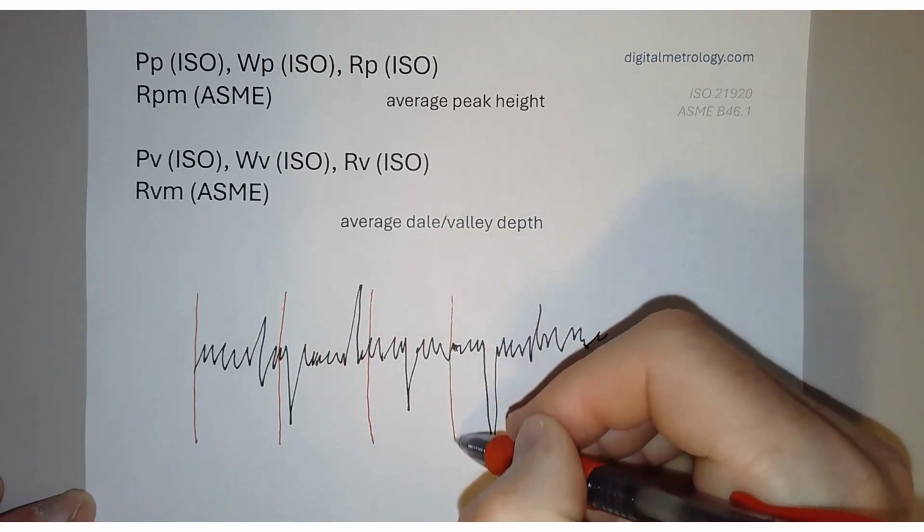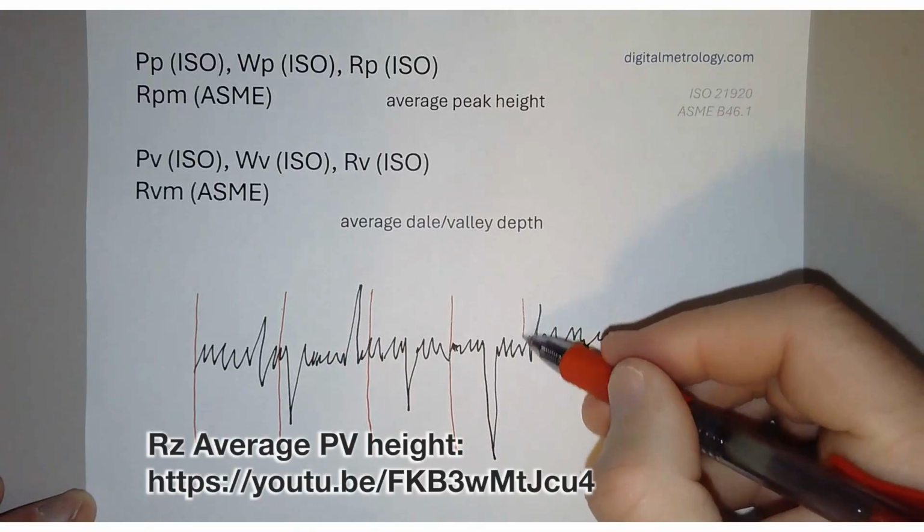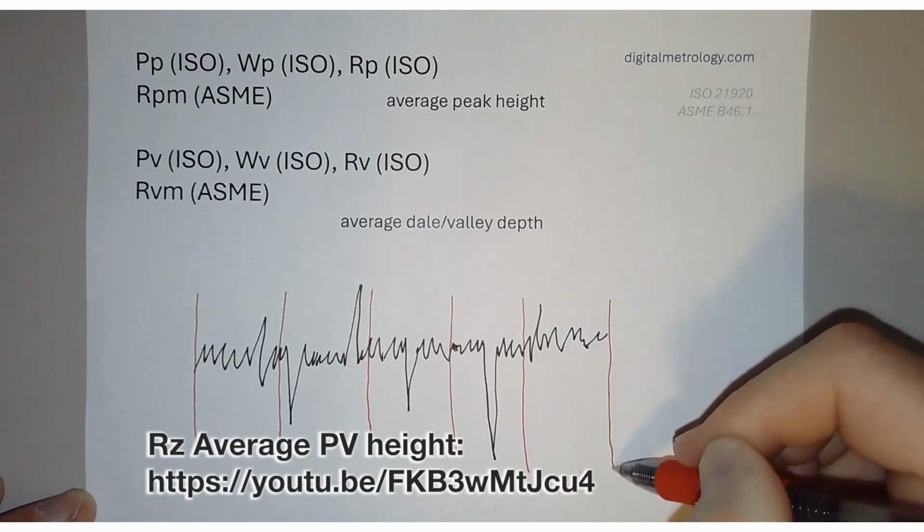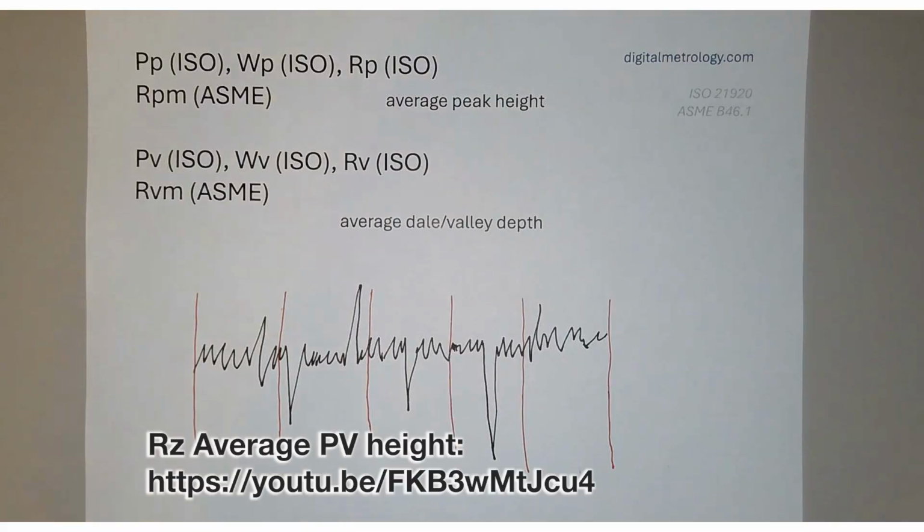Now, we talked about this approach in the RZ parameter in another video. If you haven't seen that one, go check that out, because we're going to use the same principle here to determine an average peak height or an average valley depth.